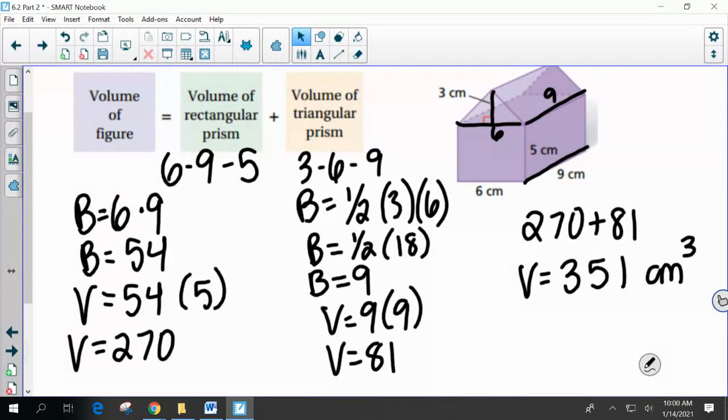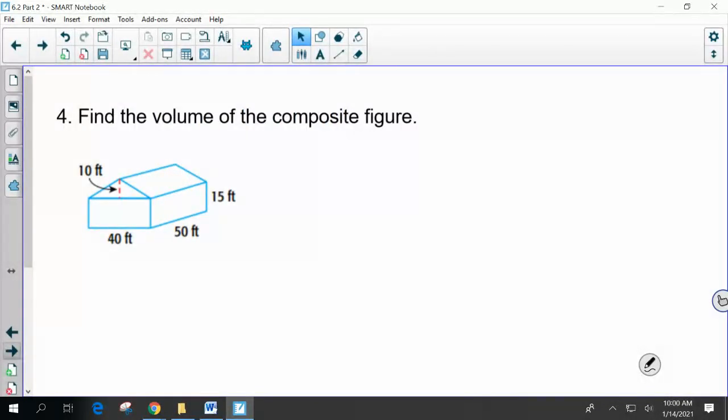Okay, I want you guys to try number 4. So you're going through the same process, but you need to decide what 3 numbers go with the rectangle, what 3 numbers go with the triangle.